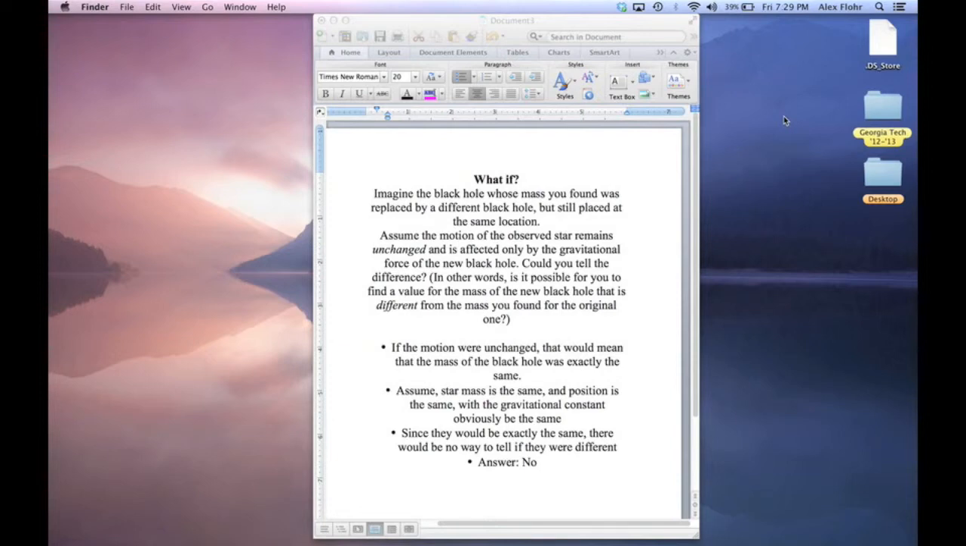If the motion were unchanged, that would mean the mass of the black hole was exactly the same. So we assume that the star's mass is the same as stated, the position is the same as stated, and the gravitational constant observed, that they're all the same. So that means there's no other things that could change the Fnet, and since it would be exactly the same mass, there would be no way to tell the difference.